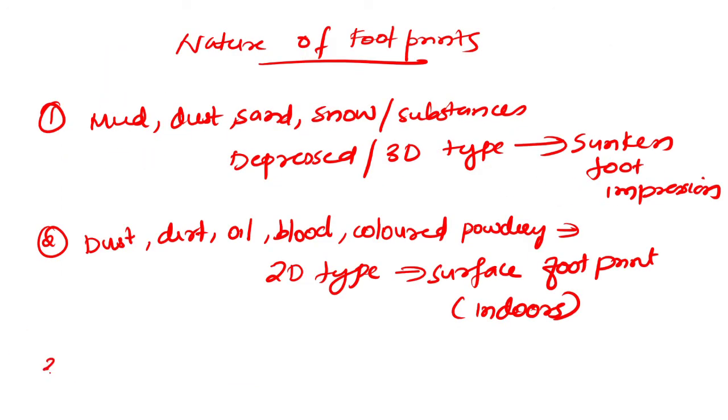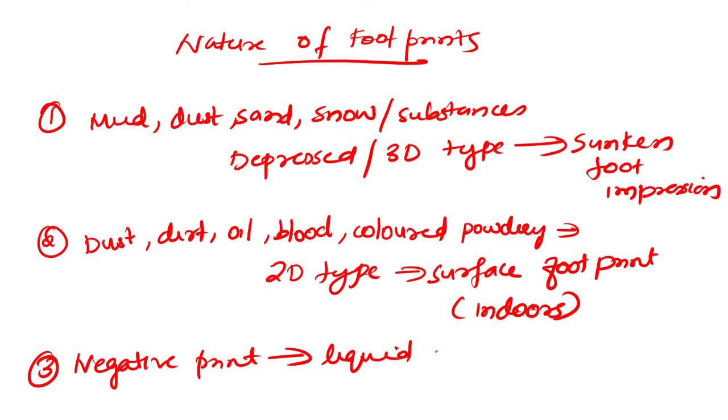The third type is the negative impression, the negative print. When the footwear is on liquid material, that will produce a negative print. So these are the three types of footwear impressions. First one is sunken footwear, which is 3D type, and surface footwear, that is 2D, and negative print. These are the three types of impression.